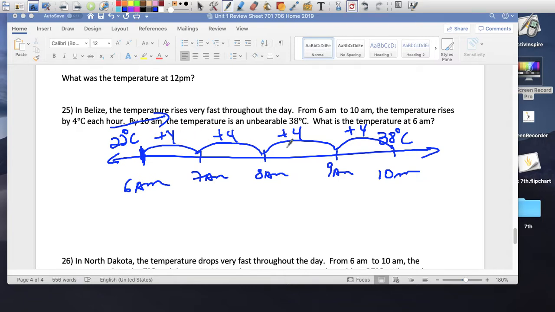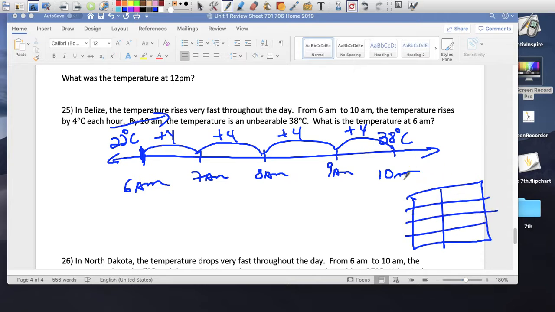Okay, so you can show it that way. Okay, you can use a table if you like. Okay, so you can write the time, 6 to 7 a.m., 7 a.m. to 8, 8 a.m. to 9, 9 a.m. to 10. Okay, it's plus 4, plus 4, plus 4, plus 4. Sorry, this should be plus 4, plus 4, plus 4. And at the end of 10 a.m., you get that it's 38 degrees.